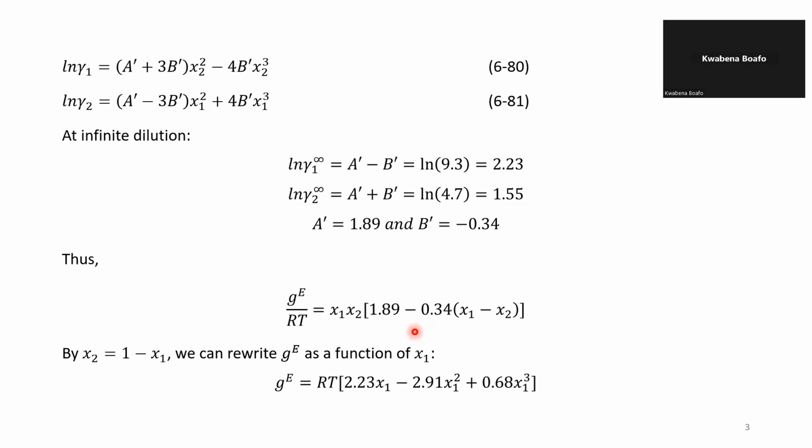We know that x1 plus x2 is equal to 1. Let's make x2 the subject. We get x2 being equal to 1 minus x1. We substitute this value into the above equation to obtain the Gibbs energy written in terms of x1. Idris will continue with the rest.